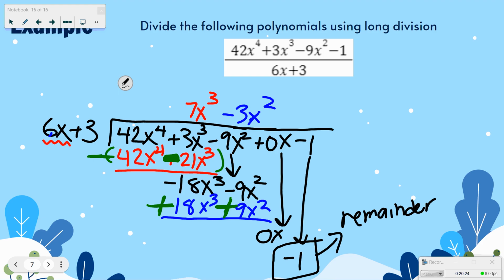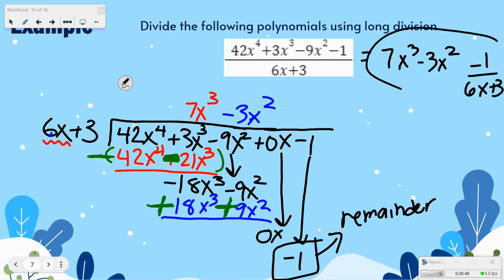So this problem, with these zeros happening here, kind of cut our problem in half, which we like when that happens. Like, half the work. So here's our final solution. It would be 7x cubed minus 3x squared. And how do I represent this remainder? What do you think, Delta? Negative 1 over 6x. Great job. Not r equals negative 1.